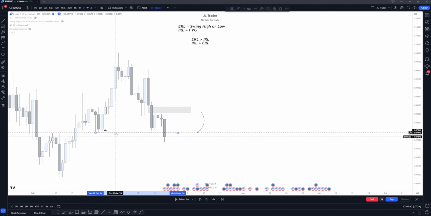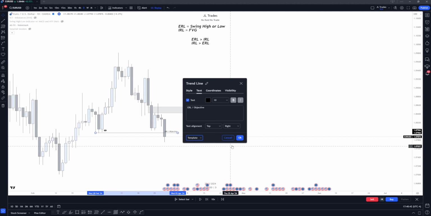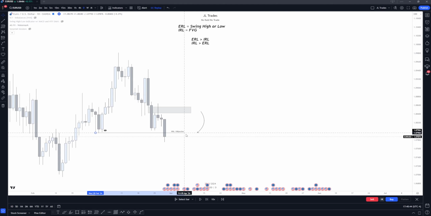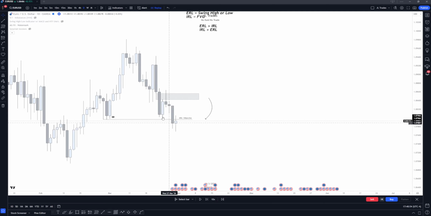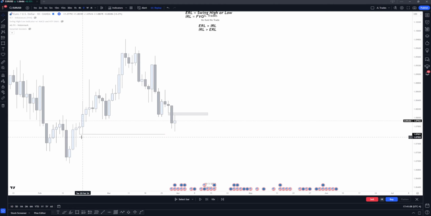And now we've taken the objective. So now we've taken the objective, what do we do? There is nothing to do. The next following day creates another internal range liquidity. What do I see here? I see relatively equal lows.